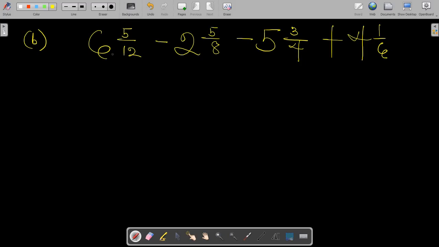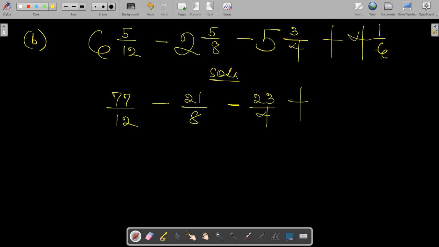12 times 6 is 72. 72 plus 5, we have 77 over 12. Then negative. 8 times 2 is 16, 16 plus 5 is 21 over 8. Then this is negative again. 4 times 5 is 20, 20 plus 3 is 23 over 4. Then this is plus. 6 times 4 is 24, 24 plus 1 is 25, divided by 6.